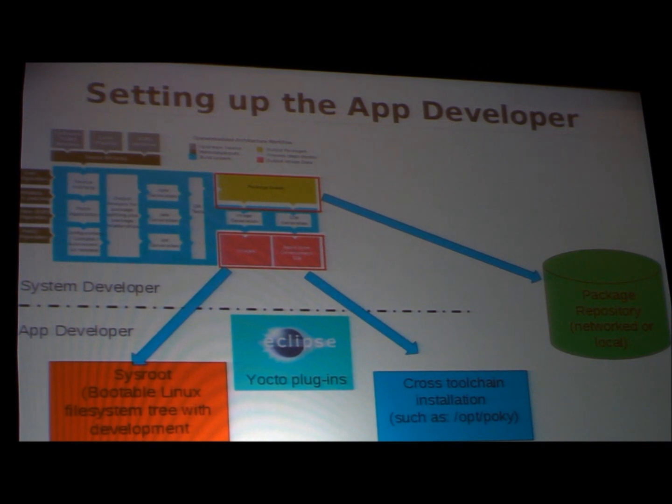So I'm going to hurry up a little bit through this, but this shows the setting up for an application developer. You can set up the package feed as a shared resource, and you create the sysroots and the cross tool chain, and you can use Eclipse with the Yocto plugin to do your development from. The sysroot contains, like I said, the bootable file system with development headers, and that allows the application developer to do their work.